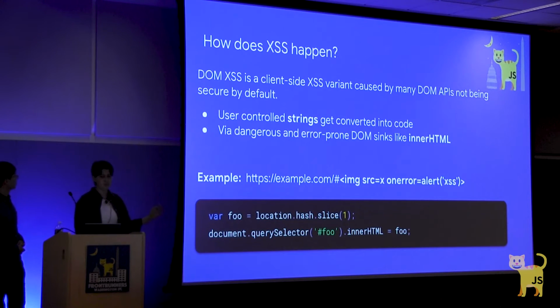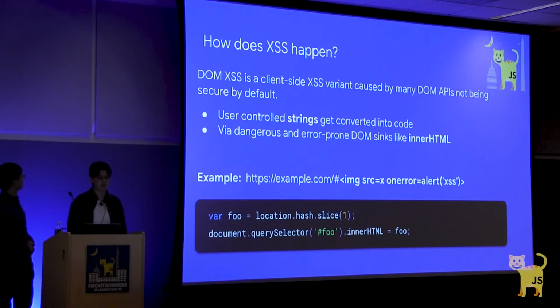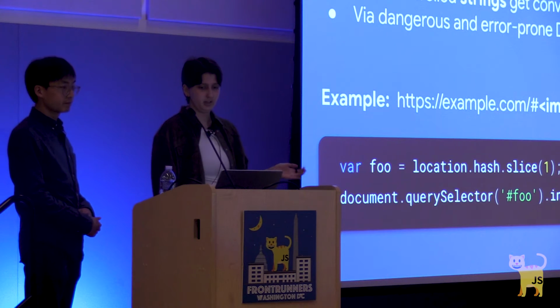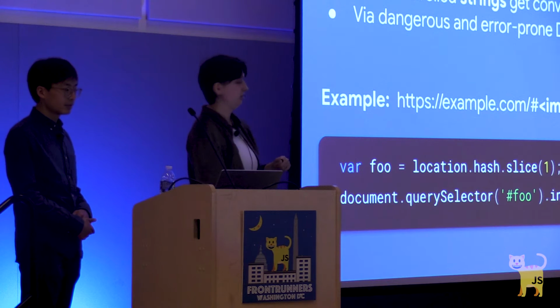So here's a very simple example of how DOM XSS could happen. In this snippet, we take the location hash, which is a user-controlled string, and then assign it to innerHTML. When we assign it to innerHTML, the location hash that you're seeing on the screen, which is a sample XSS payload, will execute the onerror function and we'll see an alert.